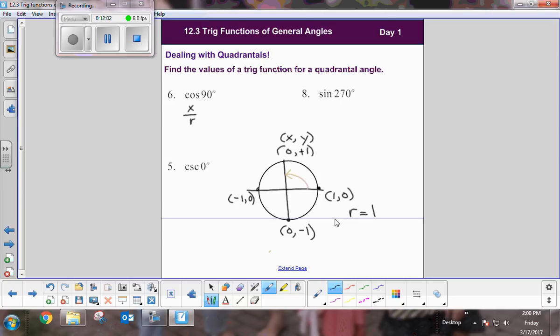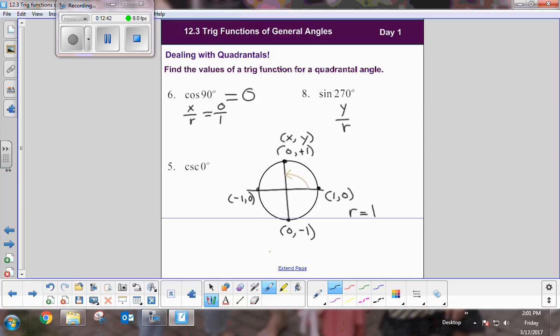So what's the cosine of 90? What point on the circle does a 90-degree angle hit? This point up here, 0, 1. So what's x? 0, and r is 1. So that's 0. So quadrantal angles, think circles. Think your unit circle. Similarly, sine of 270. The sine is y over r.